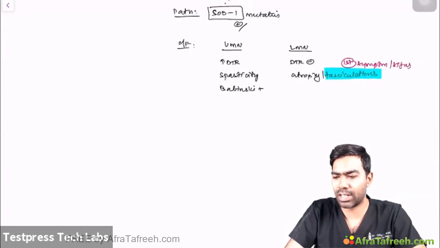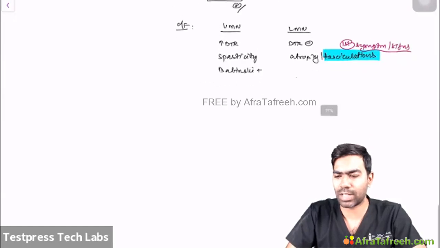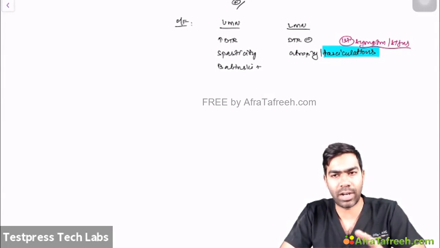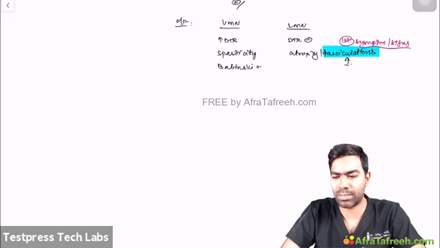This is the first and the earliest sign of amyotrophic lateral sclerosis, because the anterior horn cells are damaged here. That's going to be one of the preliminary and primary findings of ALS. So, fasciculations. Many times these fasciculations can be mistaken for cramps by the patient.